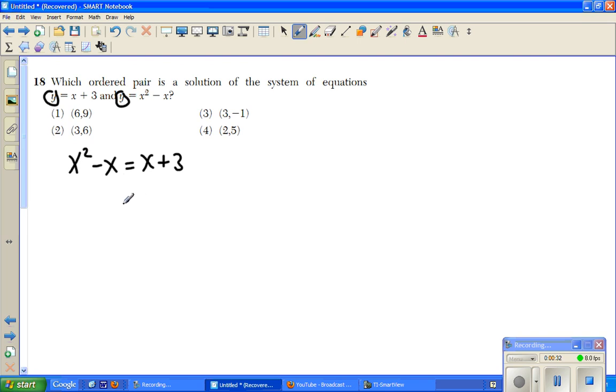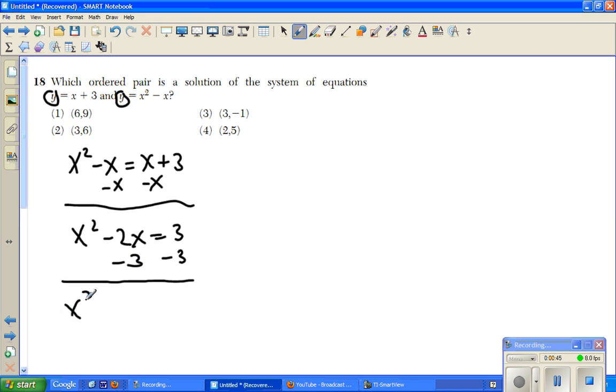So we want to get the thing set equal to 0. I'm going to subtract x from each side. Now I have x squared minus 2x equals 3. Then I can subtract 3. We have x squared minus 2x minus 3 equals 0. At this point, we'd want to factor.